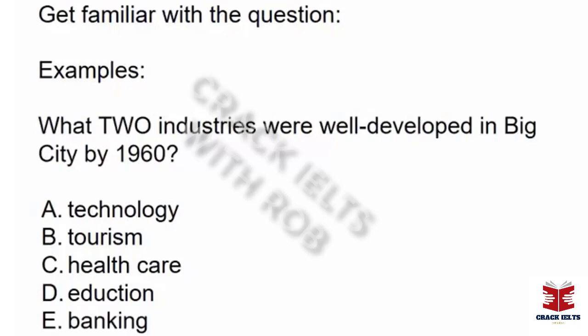If there is more than one answer and you have, let's say, 5 answer choices to choose among, then your question will look something like this. It might read, "What 2 industries were well developed in big city by 1960?" Now if you've got 6 answer choices and 3 correct answers that you need to find, you could just replace the number 2 with number 3. But this is just to get familiar. These are what the IELTS multiple choice questions look like.